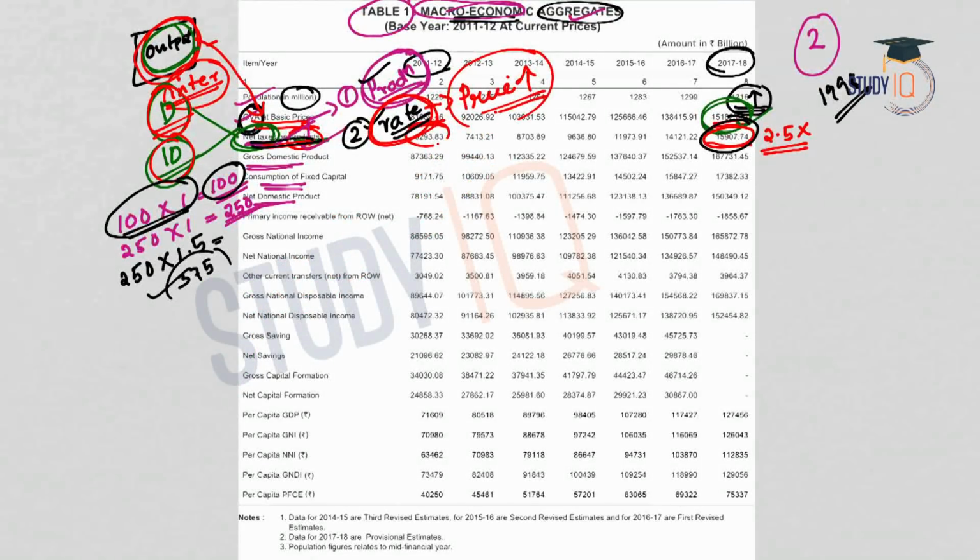Now the next one is gross domestic product or the GDP. GDP is the final value of goods and services produced in an economy.